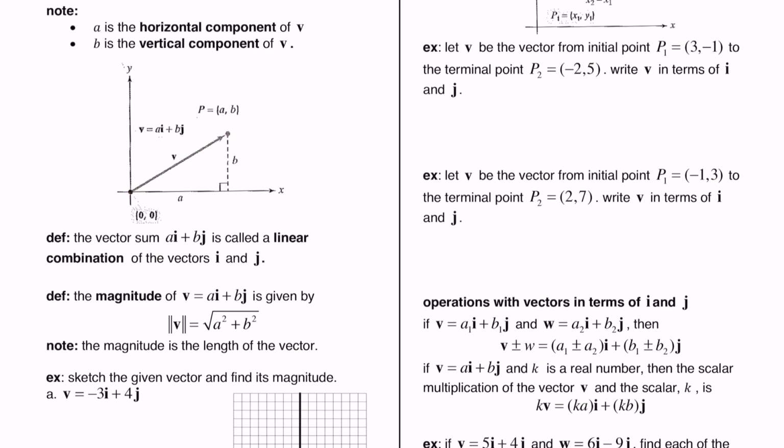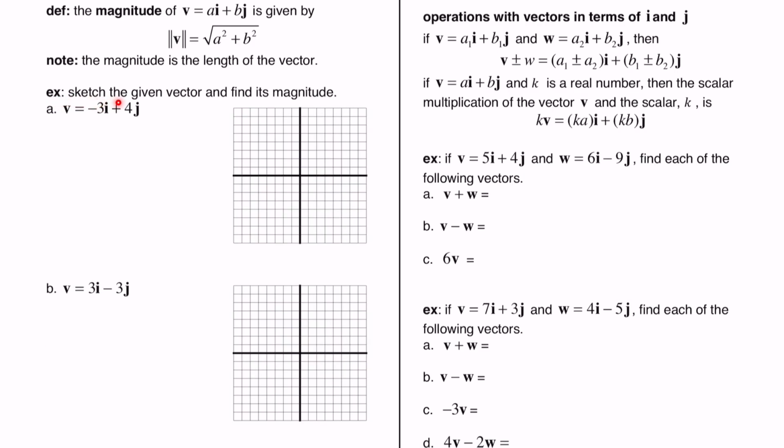The other thing that's going to happen is we have the magnitude of the vector. It's given using this formula. You might notice it looks very similar to the Pythagorean theorem. So the magnitude is just the length of this vector. And so to find the magnitude, we have this notation where it's the double lines on either side of the v. It equals the square root of a squared plus b squared. So you take this value, square it, then take the value in front of j and square it, add them together, and then take the square root of it.